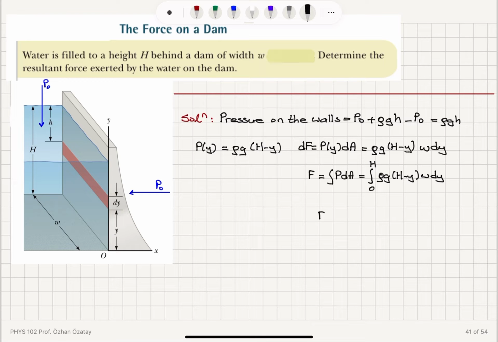So the force will become rho g W (H y minus y squared over 2) when we integrate it, and this will be evaluated between 0 and capital H, and that will give us a force of 1 over 2 rho g W capital H squared. So this will be the total force that we will see appearing on the wall of the dam, that's exerted by the water.